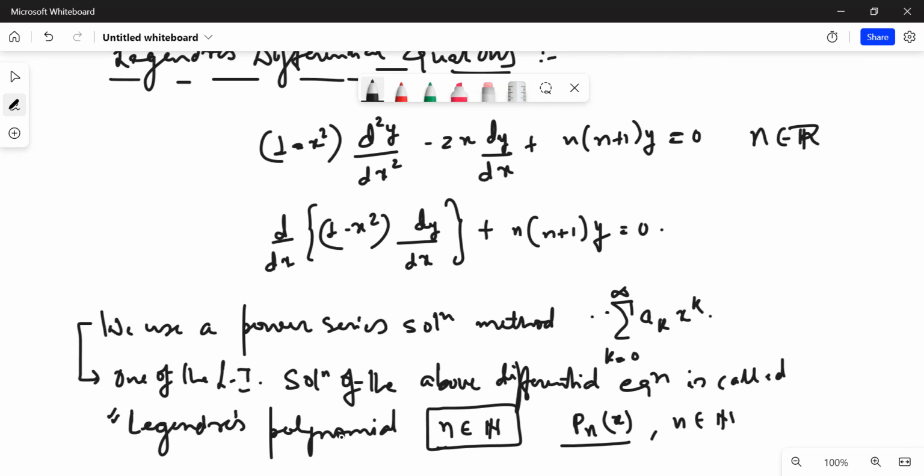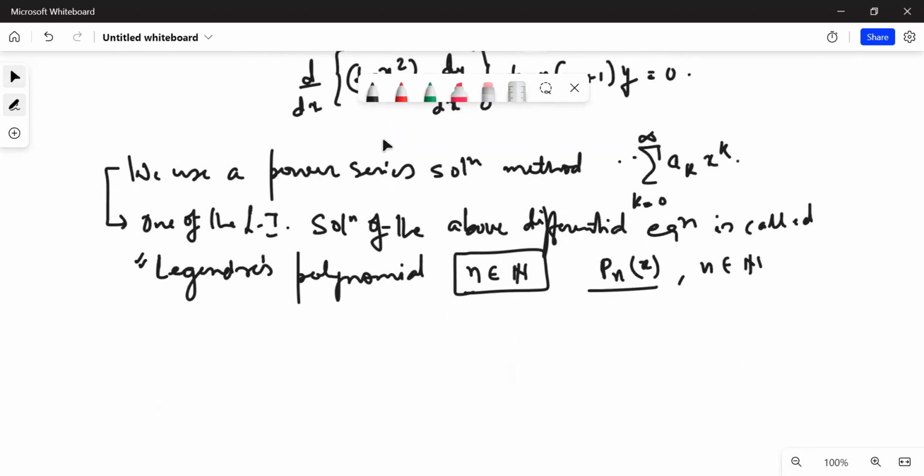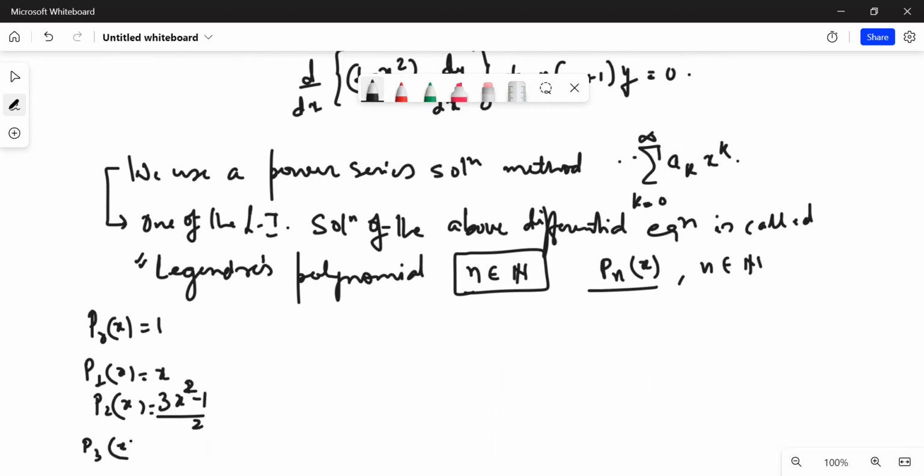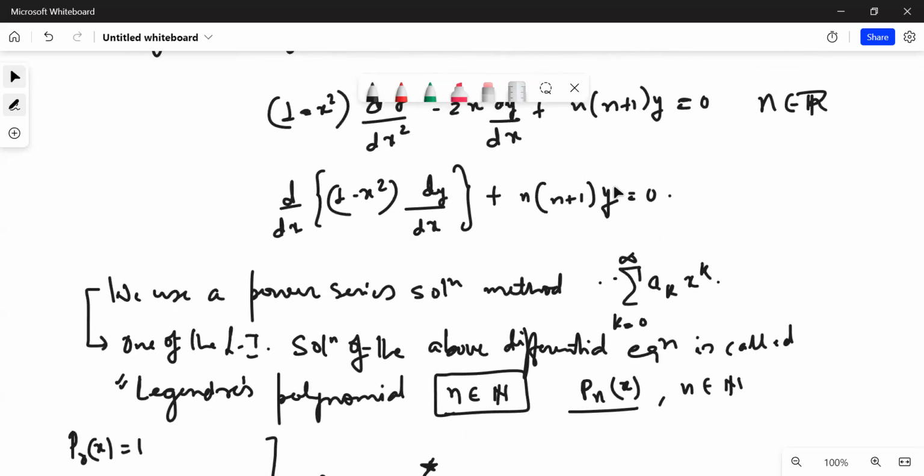A few of them one should remember, because at times you'll be confronted with them in problems. You need to know these things, like P_2(x) is (3x² minus 1) upon 2, and P_3(x) is (5x³ minus 3x) upon 2. These are some of them that one can remember. When it comes to physics, one should remember at least Legendre's polynomials up to order 3. Now you'd say that, okay, whatever you say we understand, because I have not derived it.